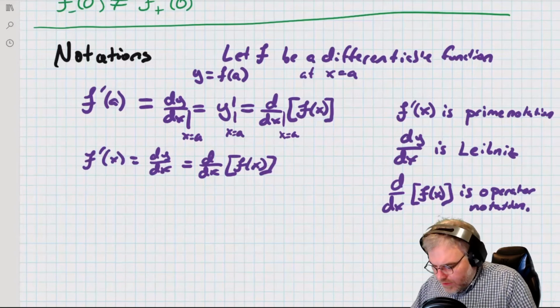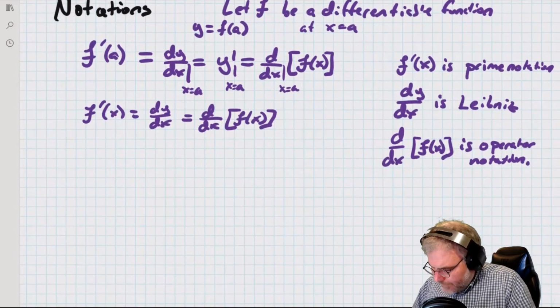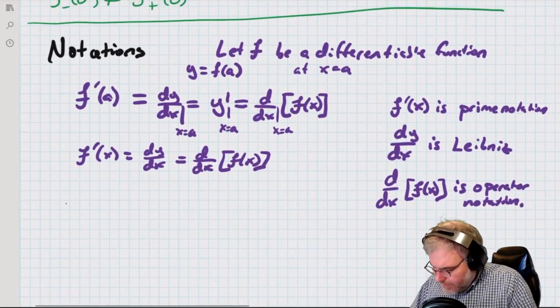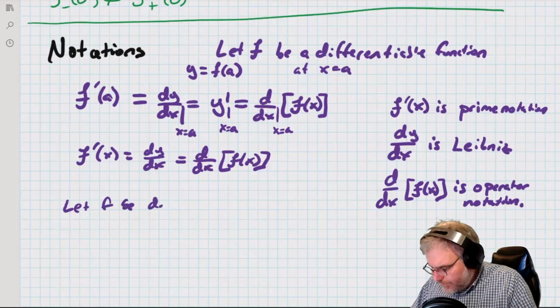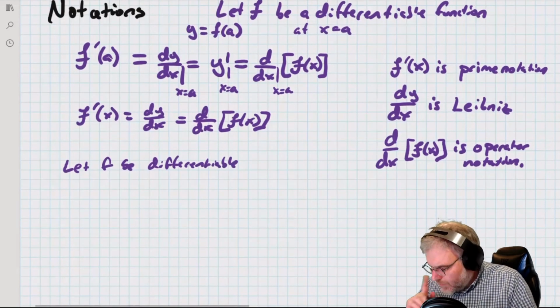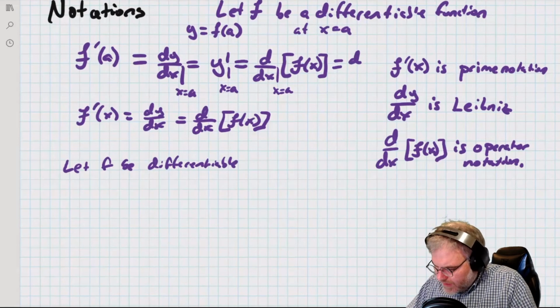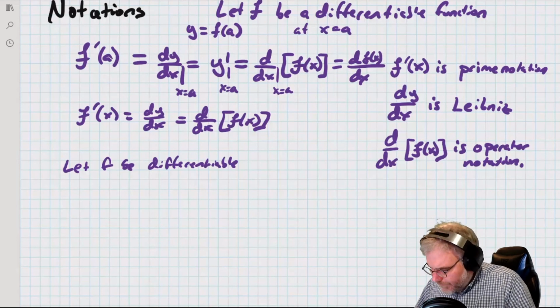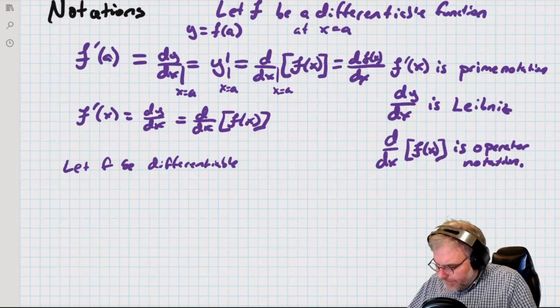But wait, there's more. Okay? Let f be differentiable. Then, and there's more stuff here. This one right here, you also see this a lot: df of x over dx. That's kind of a mix between them. Okay?